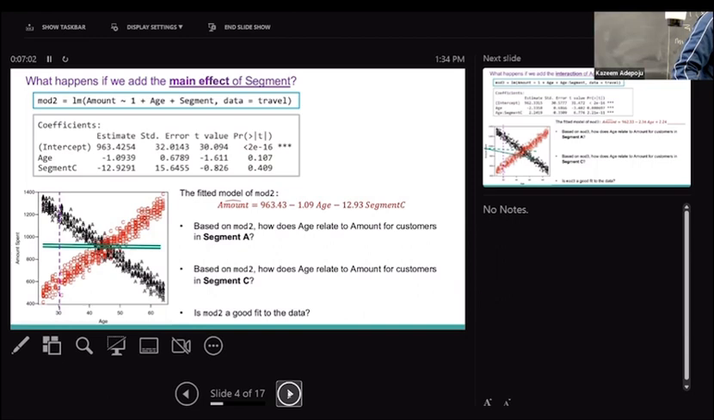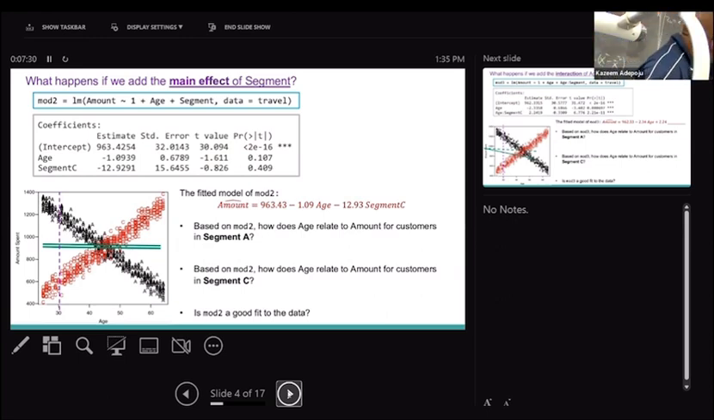I'm going to tell you something about the two lines. Even though we record an improvement, what is it telling us? When segment C equals 0, what happened? When segment C equals 0, that is segment A. You know that, right? Because what is reported is segment C. It means R has automatically coded segment A as 0, which means it's the reference.